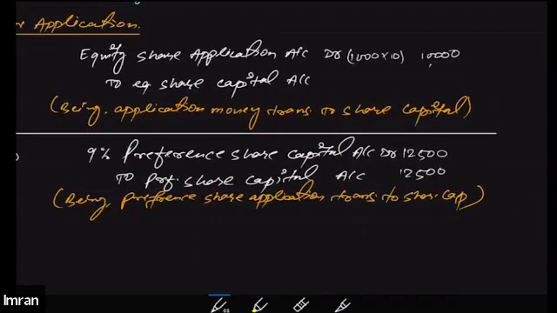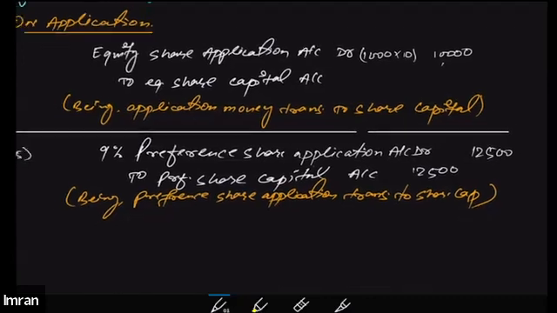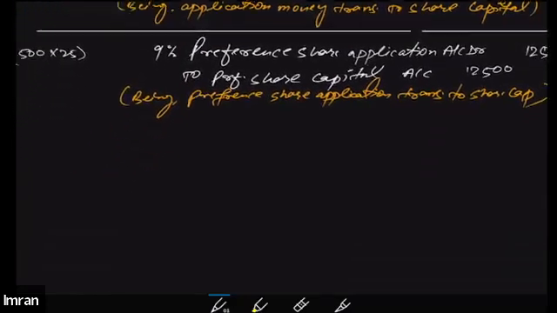Preference share application. Yeah, you're right. I think I made a mistake here. 9% preference share application. Oh, I'm sorry. 9% preference share application account debit. It should be now. Is it understood now? Is it clear to you? Yes, sir. 12,500. Yes. Okay. So this is the entry for the application.